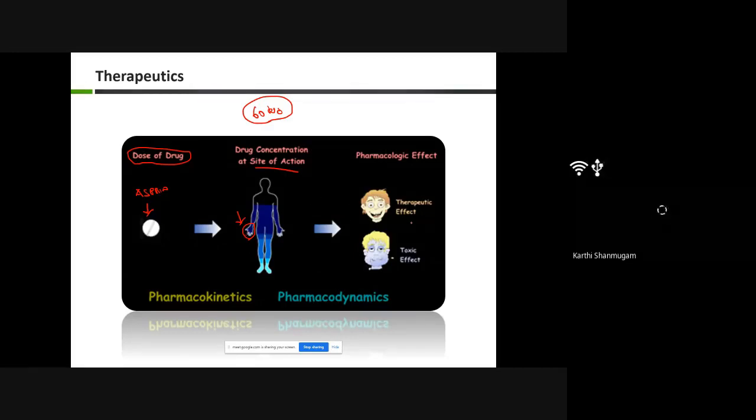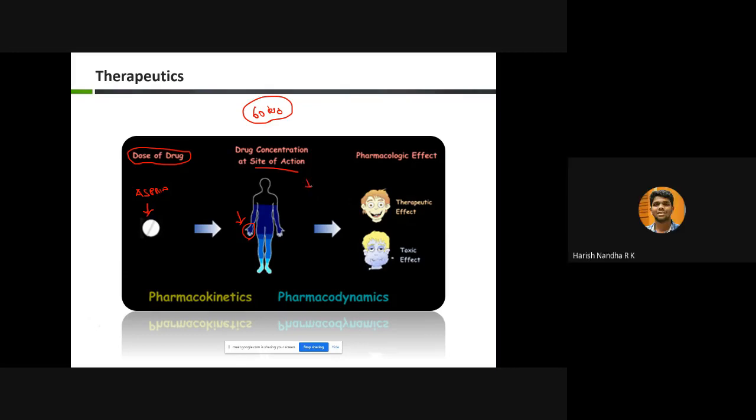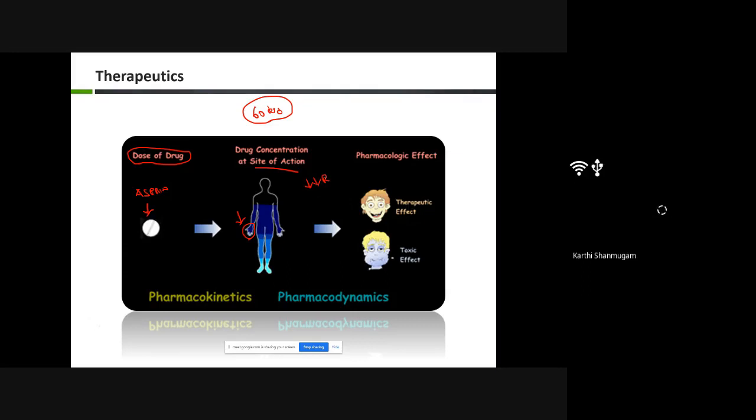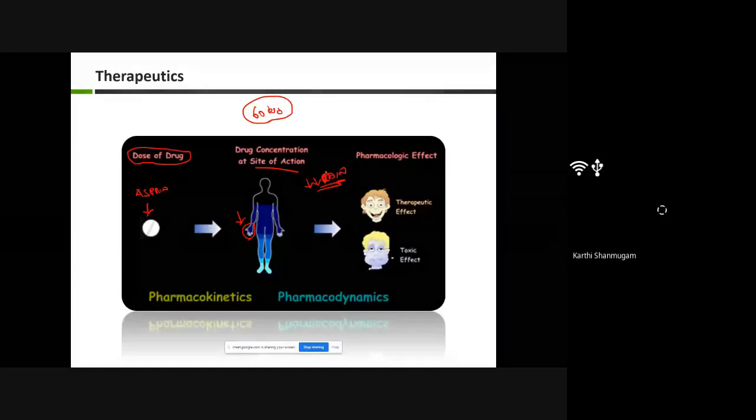Now one is the therapeutic effect. So here, what is the therapeutic effect in this example? In this example, the therapeutic effect is reduction of pain. It should reduce the pain. Absolutely right. So the person should feel that the pain is somewhat reduced because of taking the drug molecule. That is what is called the therapeutic effect of this aspirin.